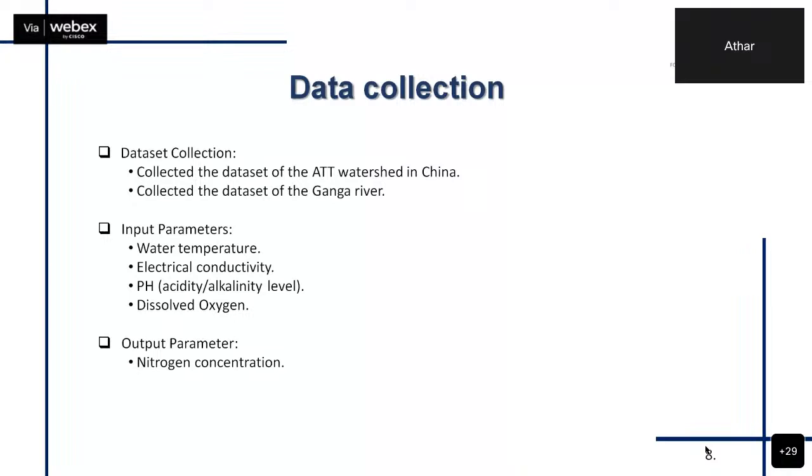the Ganga River data. Both the datasets include variables like water temperature, which represents the thermal condition of the water, electrical conductivity, which represents the existence of dissolved ions, pH, which indicates the acidity or alkalinity of the water, and dissolved oxygen, which affects the nitrogen cycling process. And the output parameter in both the datasets is nitrogen concentration.